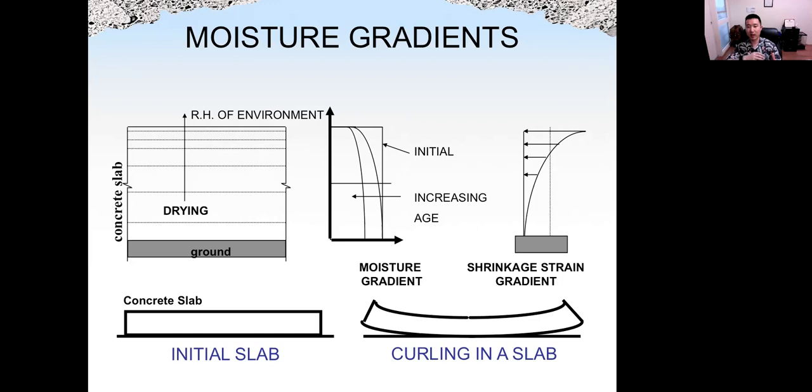As a result, we have a moisture gradient. The concrete near the air will be drier compared to the concrete near the ground. So this moisture gradient will cause a shrinkage strain gradient, which means the concrete close to the air has more shrinkage compared to the concrete closer to the ground. So that may cause the slab to curve. We have curling in the slab.